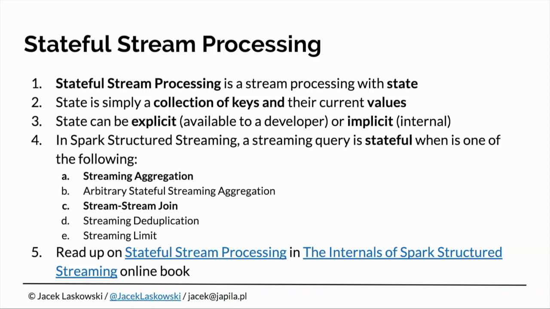So state is simply a collection of keys and values. Okay, that's it. Why would I expect something else? So it's just a key value store. And what is a key? Key is something you, for example, group by or join on, right? So this is the key information you store as a key in this key value store. Value is the current state for this key, correct? So this key value store maintains the current state of your stateful stream processing.